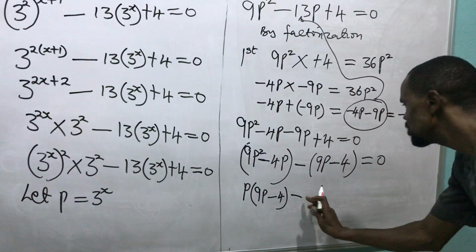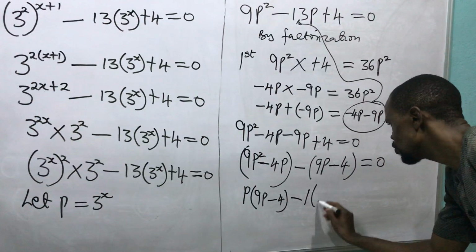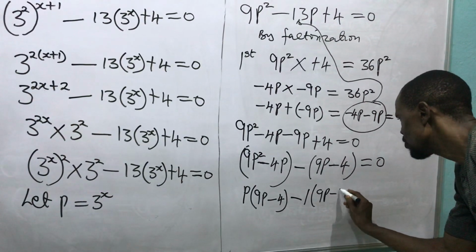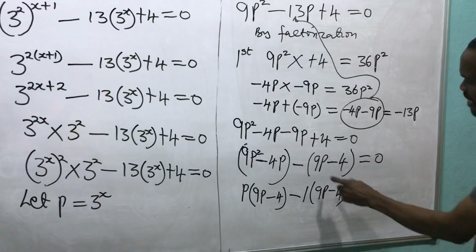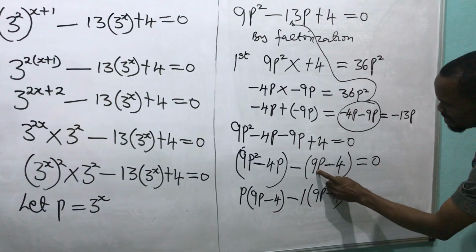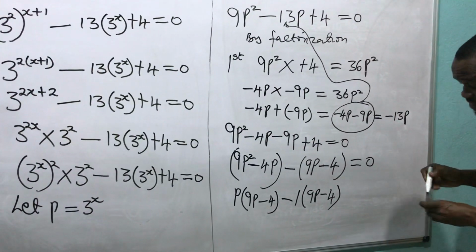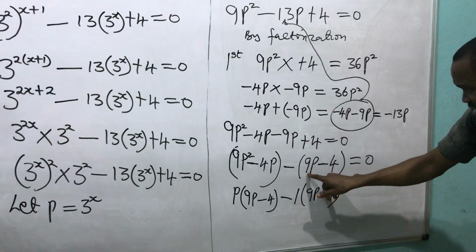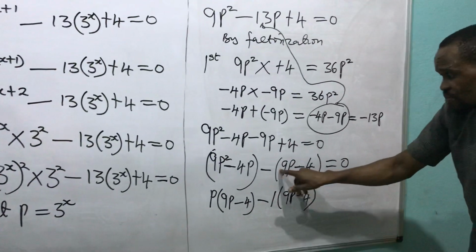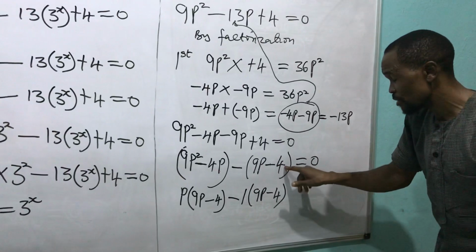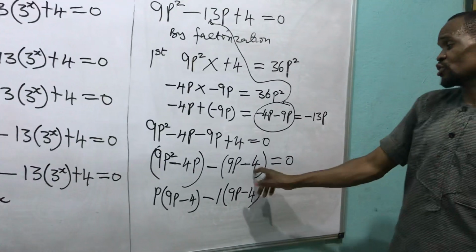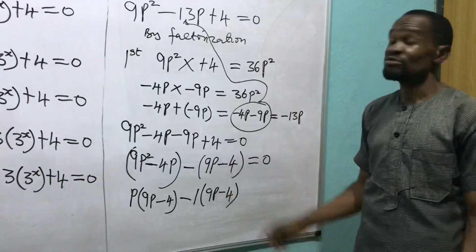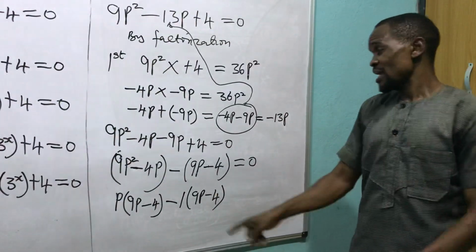What is common here is 1. I have 1 into what? 9p minus what? 4. What is common here is 1. 1 can divide this one, divide this one. Why did I say 1? 1 multiplied by this will give me this. 1 multiplied by this 4 will give me 4. So what is common here is 1. Anything you write is multiplied by 1. So now I have this.